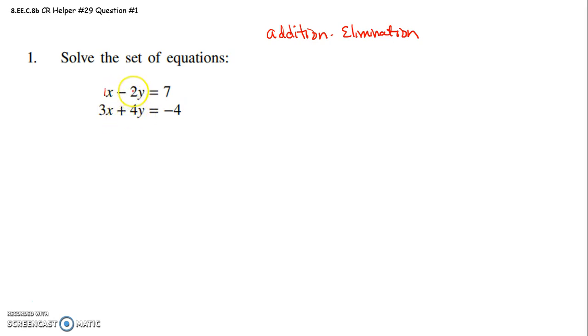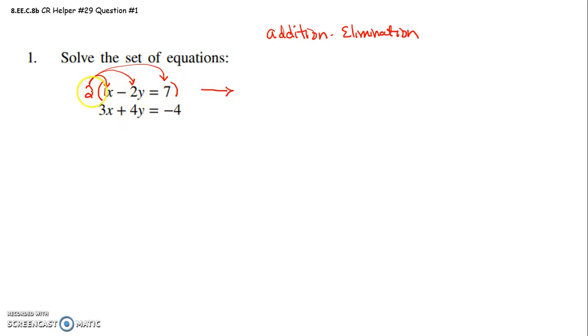But I have to get these coefficients to match. How could I get this 2 to match that 4? Oh, if I multiply it by 2, they'll match. Now listen, on your actual CR, if your coefficients already match and you already have different signs, you don't need to do this first step. I have to first multiply my first equation by 2 because I didn't have coefficients that matched.